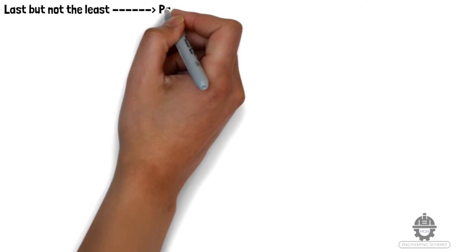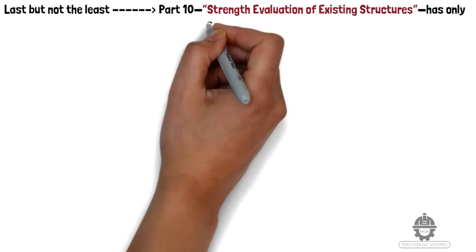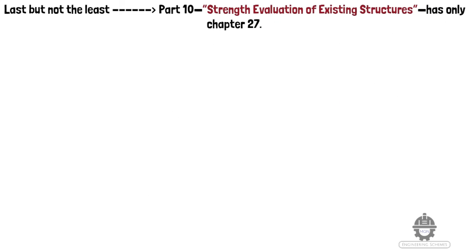Last but not the least, Part 10, Strength Evaluation of Existing Structures, has only chapter 27.